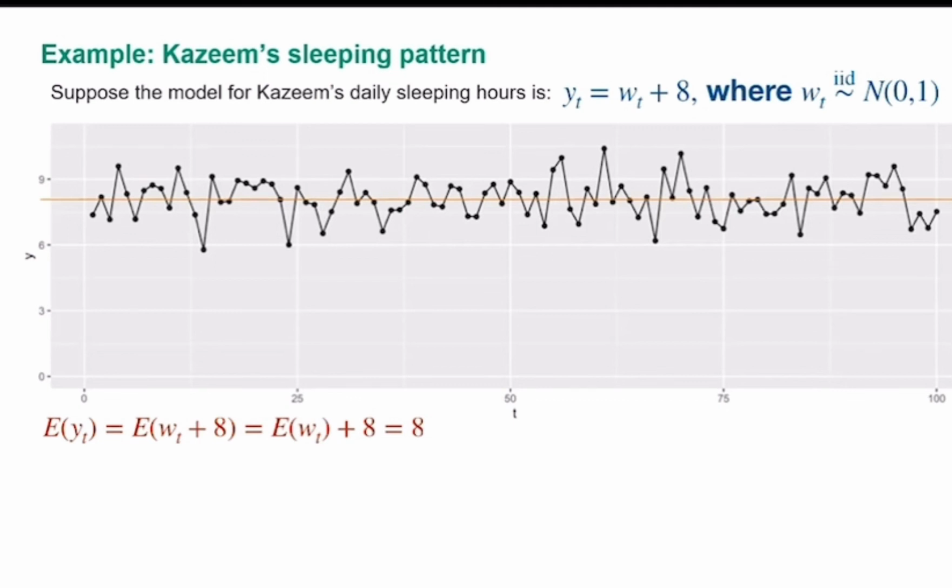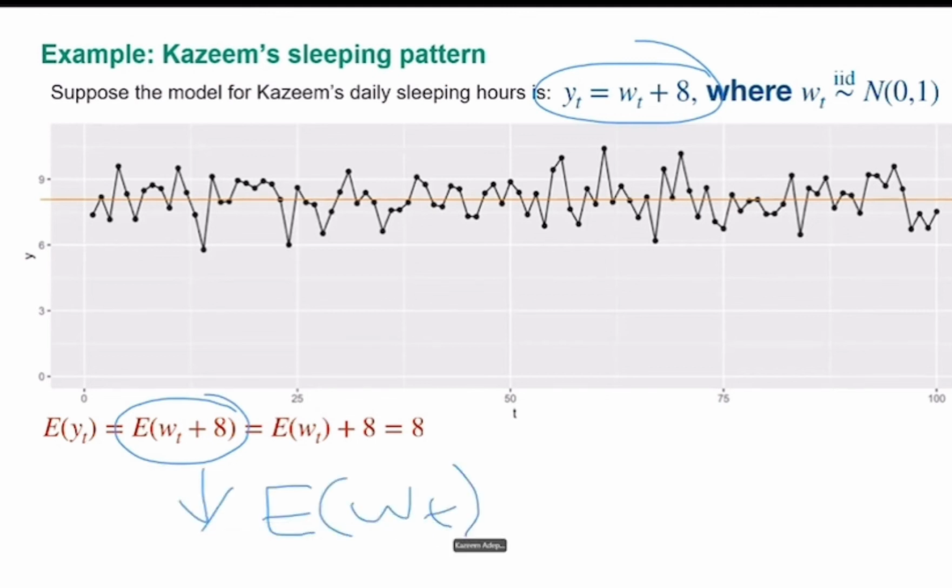I want to find the average daily sleeping hours for Kazim. Assuming this model, of course, I'm basically going to take the expectation of both sides. The expectation of a sum is the same thing as the expected value of WT plus the expected value of 8. 8 is a constant. The expectation of a constant is going to be a constant. I want you to know that.